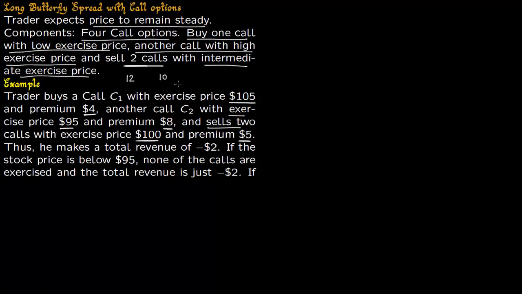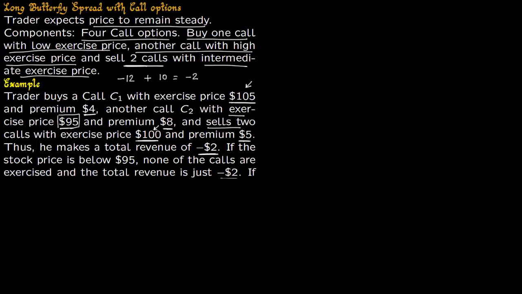So his total loss is minus 2. He has paid 12 and he has gotten 10, so minus $2 is the total revenue. Now if the stock price is below 95, then none of the calls are exercised, because calls are exercised only if the stock price is above the exercise price, and the lowest exercise price in our case is 95. So if the stock price is below 95 on the expiration date, none of the calls are exercised and the revenue is just minus $2.